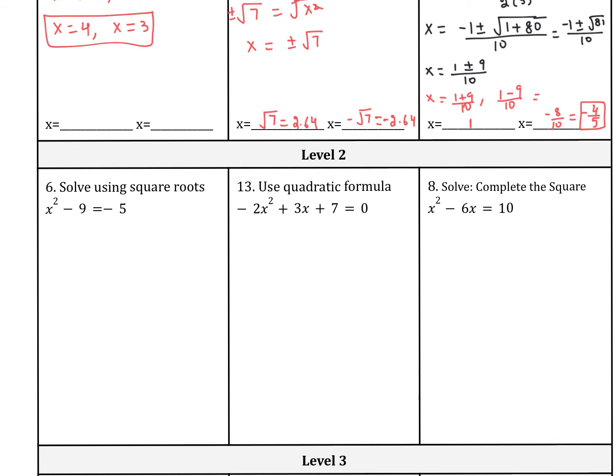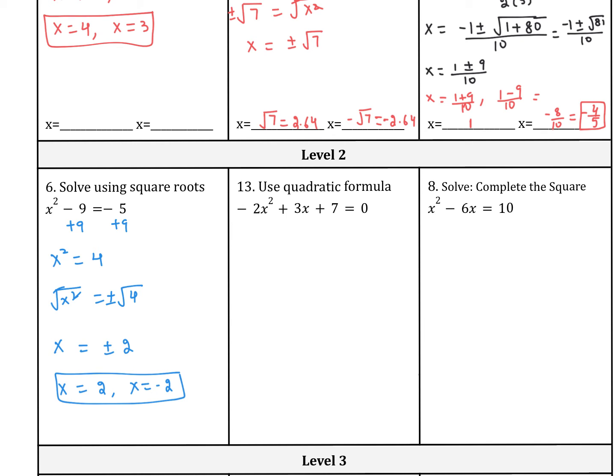Number 6, you're going to add 9. So x squared equals 4. Take the square root on both sides. You get plus or minus square root 4, and that gives you plus or minus 2. So two answers: one is 2 and one is -2.